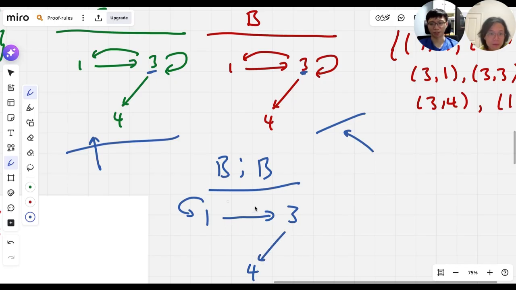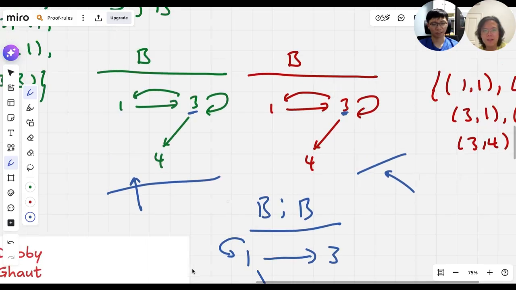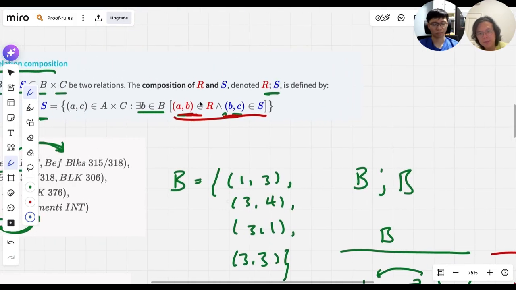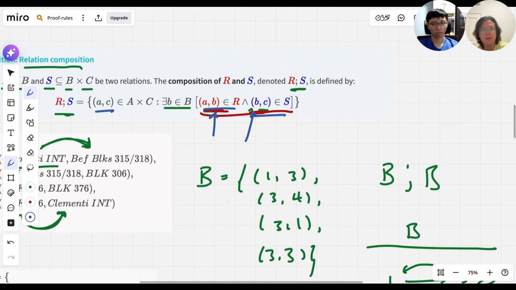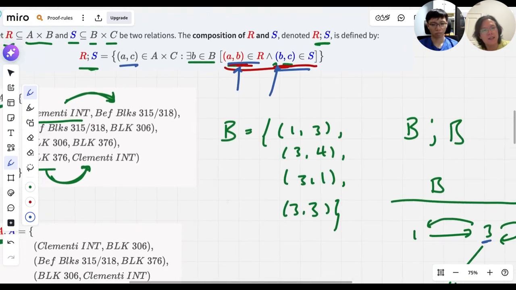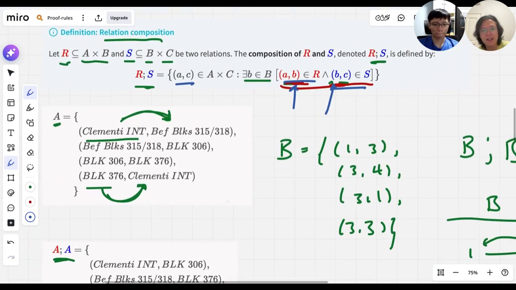Okay. But yeah, if you think of it as a middleman, that's exactly what the math is saying, right? It's like saying, hey, if you can find a middleman where you take one step in the first relation, then take another step in the second relation, then in the composed relation, you're just taking one step. That's basically what's going on here. Make sense? Okay.